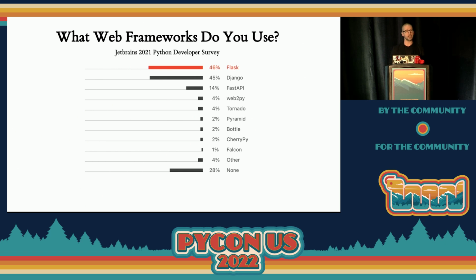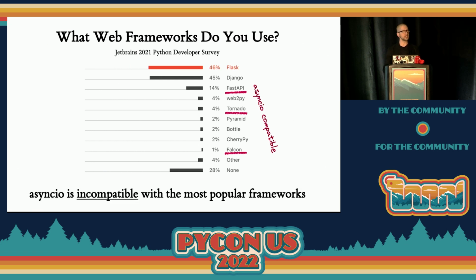Flask and Django, the popular ones, are multi-threaded frameworks. They don't, for the most part, work with Async.io. Only 3 of these are Async.io compatible. So if you want to use Async.io, that probably means that you're going to have to rewrite large portions of your app. Async.io is incompatible with the most popular frameworks.